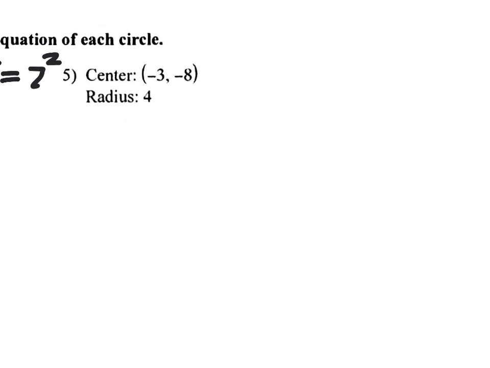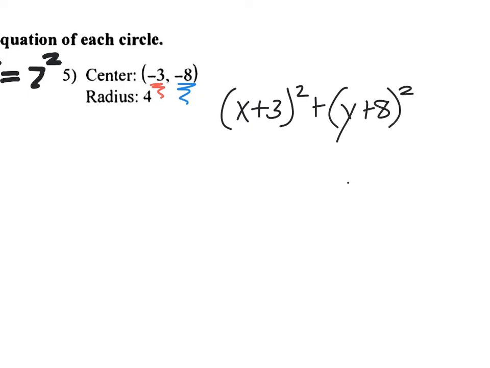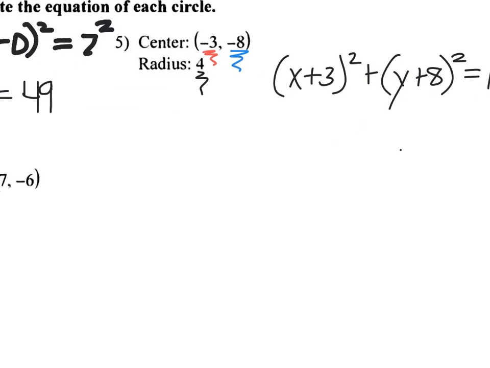Okay, one thing to remember again, it's always going to be the opposite in the equation. So it's going to be (x plus 3) squared plus (y plus 8) squared equals, and then I do 4 squared. 4 squared is 16. All right, one more.